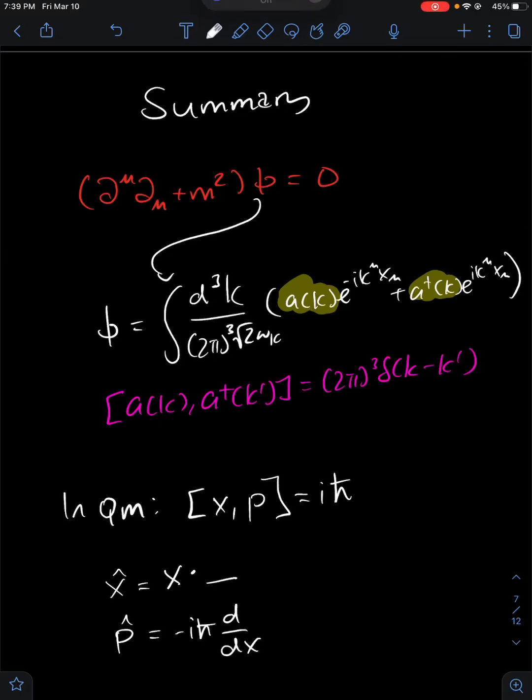Hey guys, welcome to another video of quantum field theory, and today we'll be summarizing what we've talked about in quantum field theory 2. So, in quantum field theory 2, our main focus was on quantizing our fields.